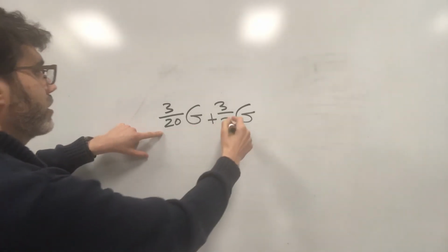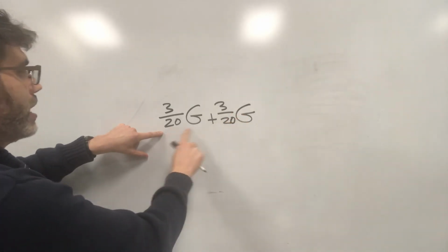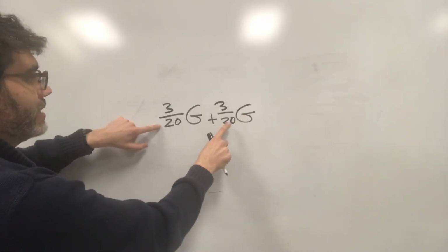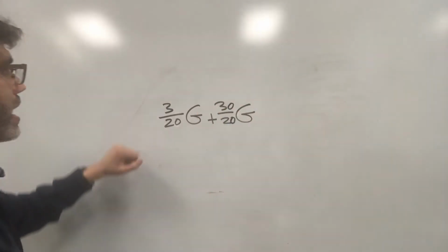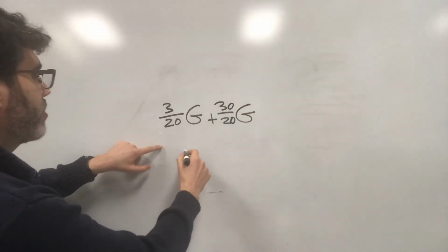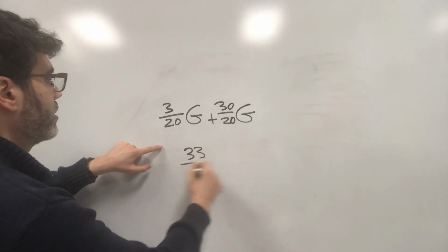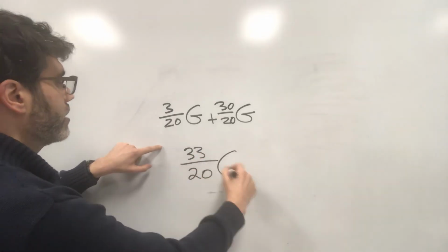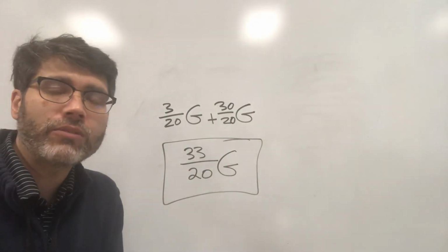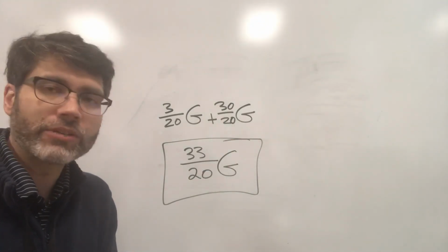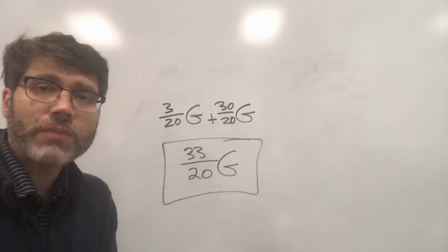Let's make these with common denominators. I need to multiply the bottom by 10 to get 20 over here. Whenever I do the bottom, I gotta do the top. And now I have 33/20 g. So that is our answer. That is the total amount of koi in the pond now after that 10% increase. And we'll give you some problems to do on your own now.